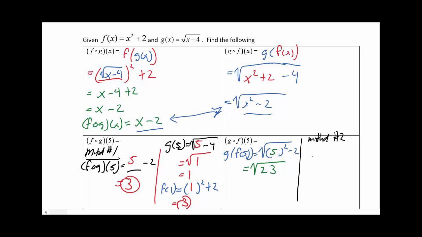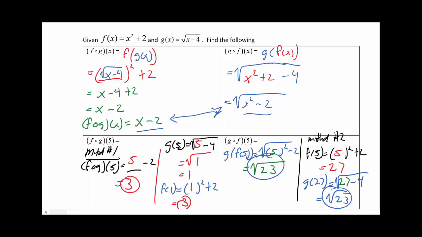I want to start by finding f of 5. F of 5 would be 5 squared plus 2, which is 27. And then I want to evaluate g of 27, which is the square root of 27 minus 4. And we get the square root of 23. Yay! So you notice we get the same number both times.